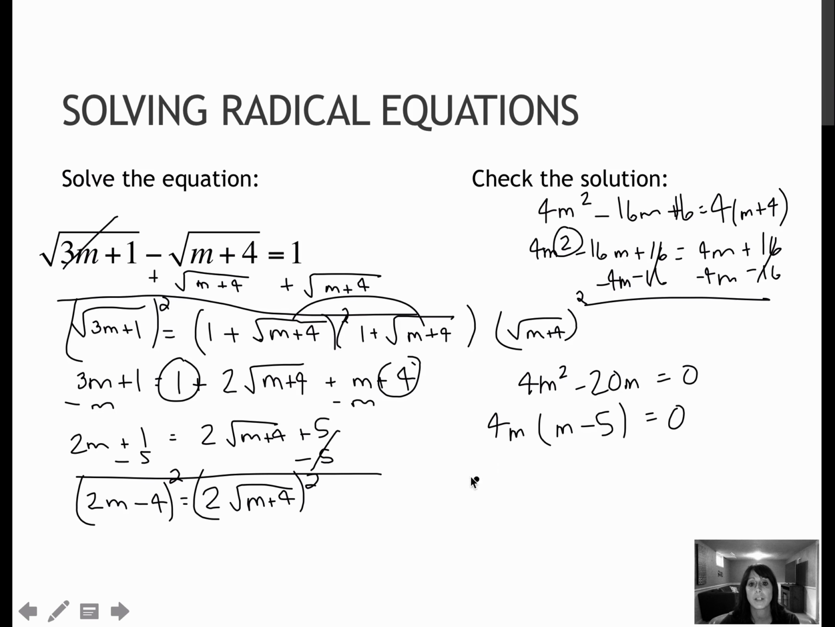So 4m equal to 0 gives me that m is 0. And m minus 5 equal to 0 gives me that m is 5. Then of course I would plug it back in to check my solution. Now I've run out of room to show that, but let's just do it mentally.